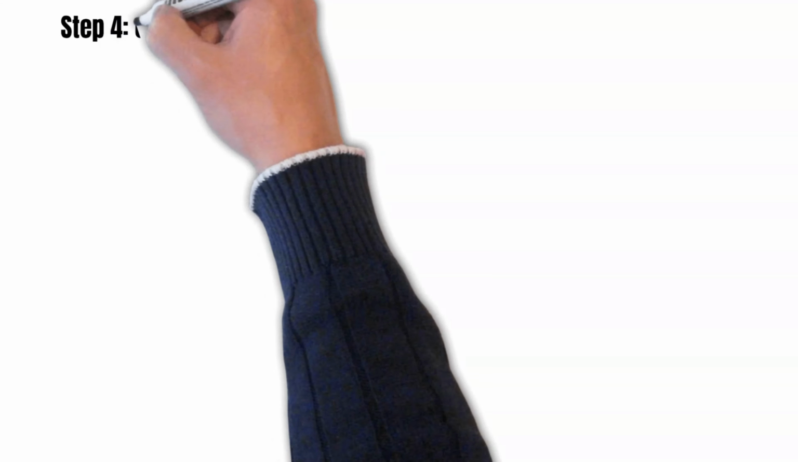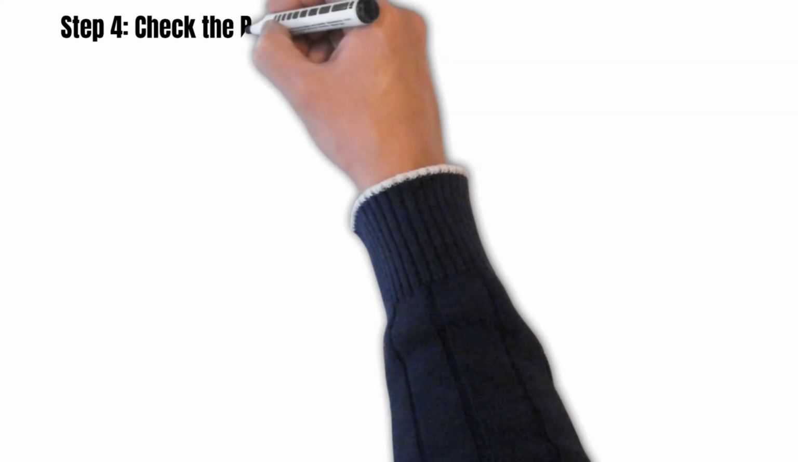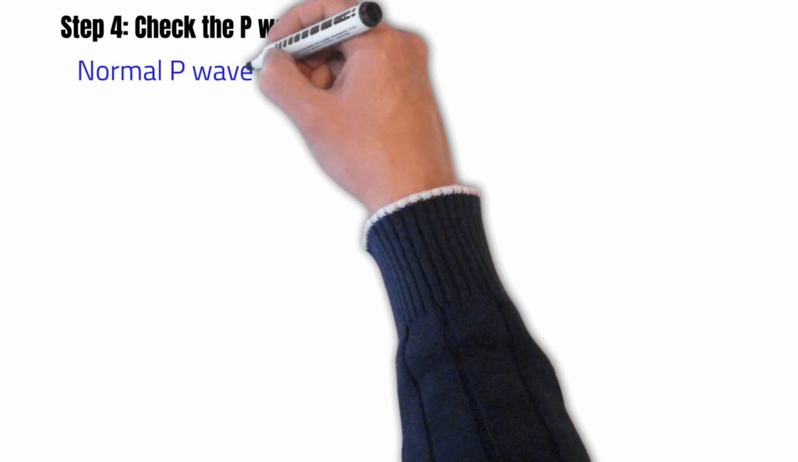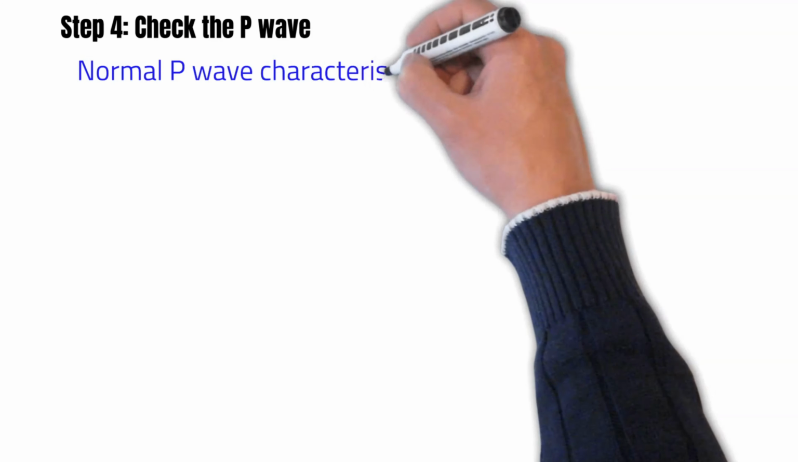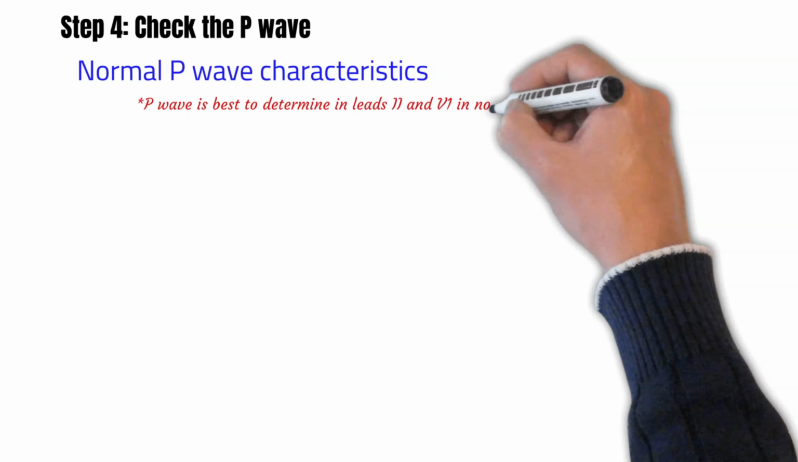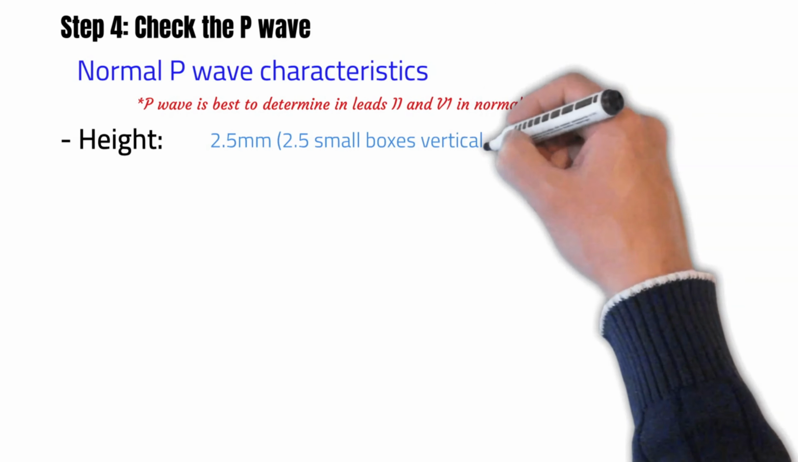Okay, step number 4, assess the P wave. The P wave morphology can reveal right or left atrial hypertrophy or atrial arrhythmias and is best determined in leads 2 and V1 during sinus rhythm. Here are the characteristics of a normal P wave.